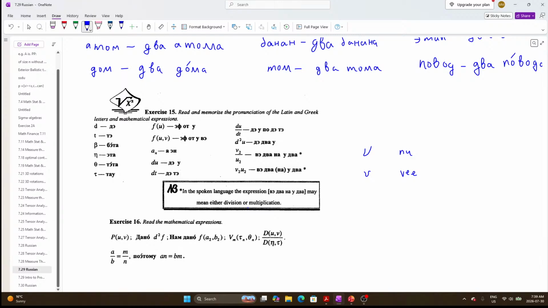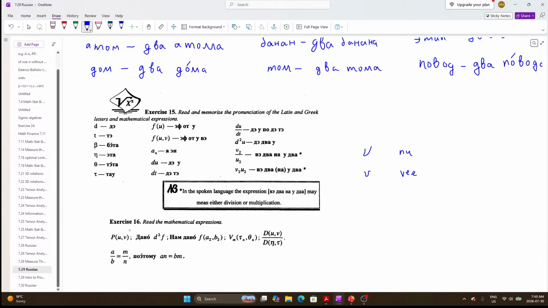Annoy, the sequence symbol, annoy. All right, so here the last expression is V2 na U2. There's a tip that says in spoken language, the expression V2 na U2 may mean either division or multiplication. Okay. Actually, I think this is more convenient. I'm just going to do screenshots.